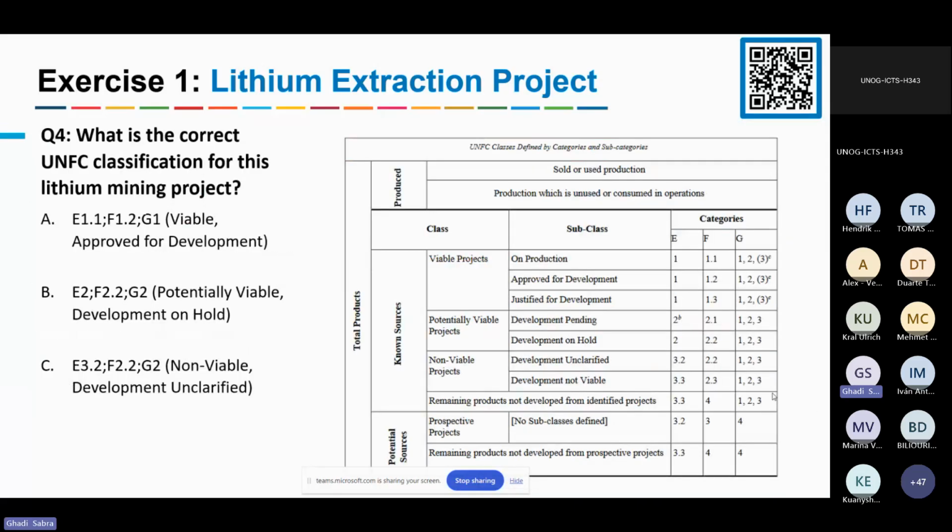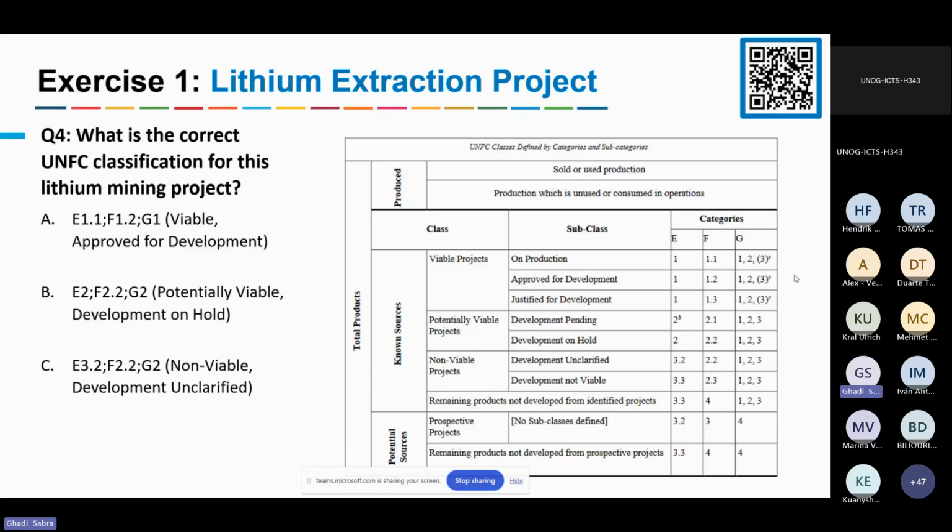So now let's recap everything for this project. Let's apply what Slavko showcased earlier, the verification methodology. What is the correct UNFC classification for this lithium project? Is it E1.1, F1.2, G1, viable and approved for development; E2, F2.2, G2, potentially viable, development on hold; or E3.2, F2.2, G2, non-viable, development unclarified?